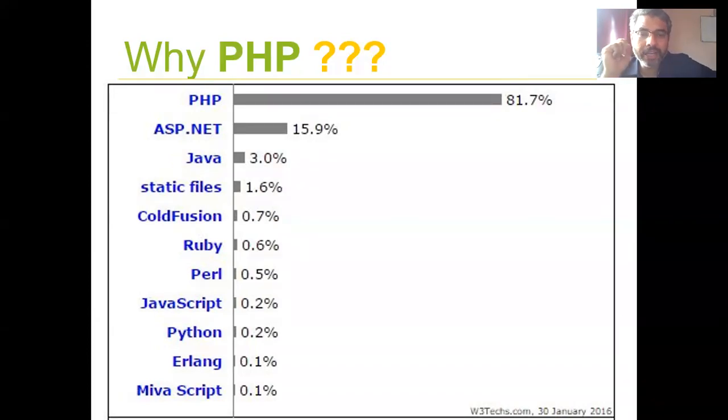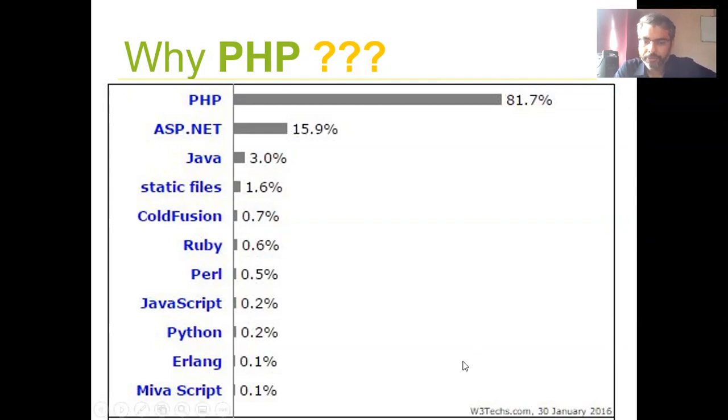Second, ASP.NET occupies almost 16%. Java, Java servlets, Java Struts, again server-side programming languages, but now only 3% of websites reside on Java systems. Static files, ColdFusion, Ruby, Perl, JavaScript, pure. Python is quickly becoming popular, but still the entire website structure is very limited, 0.2%. This is approximately January 2016 data.